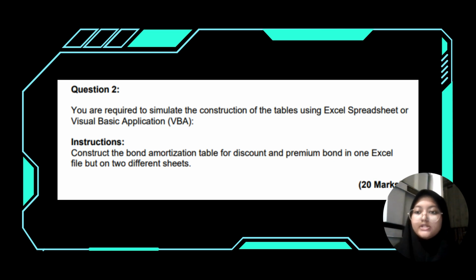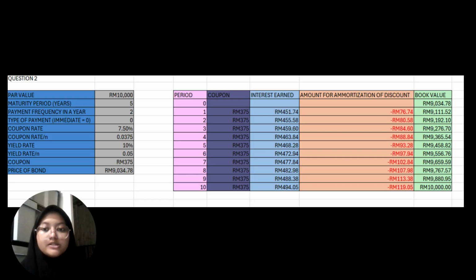Next, moving on to question 2, we need to construct the bond amortization table for a discount bond and a premium bond in one Excel file but on two different sheets. Here, we need to differentiate between the bond amortization table for discount and premium. But what is the difference between a discount and a premium bond? So this is the bond amortization table for discount.